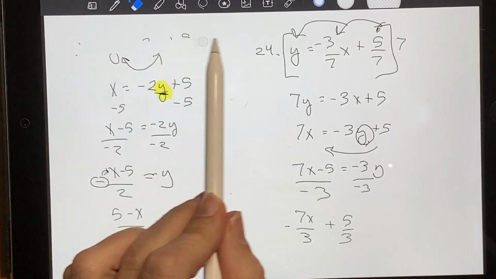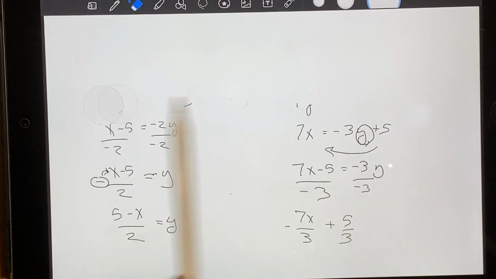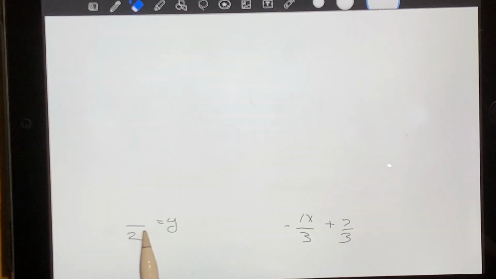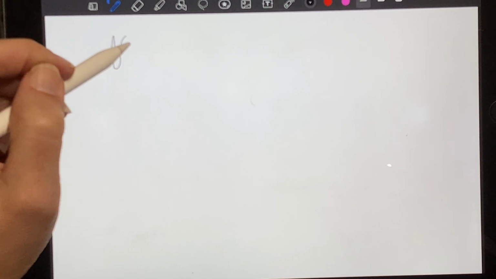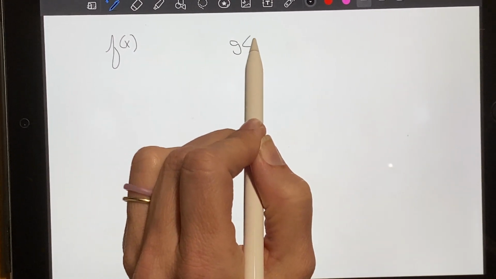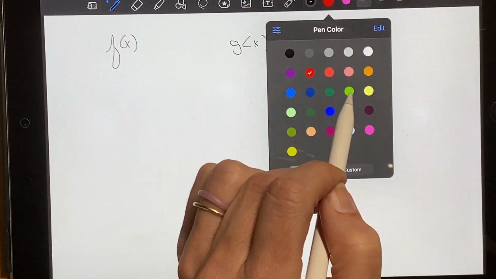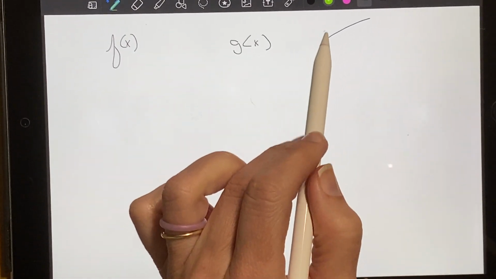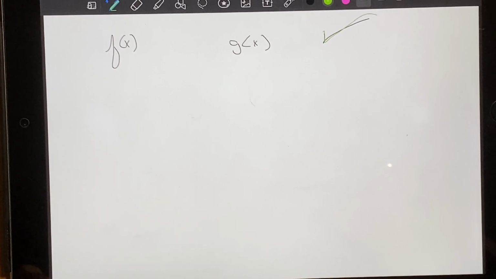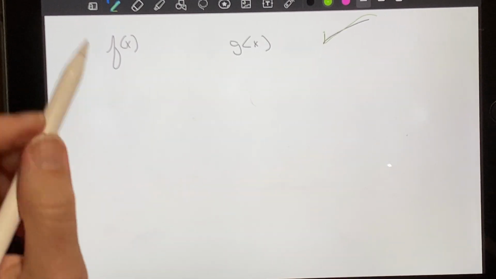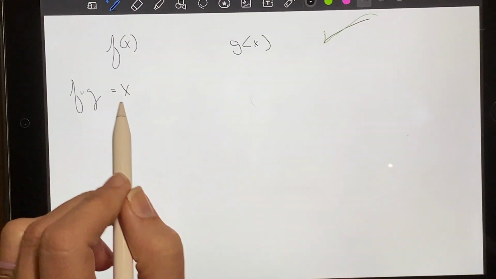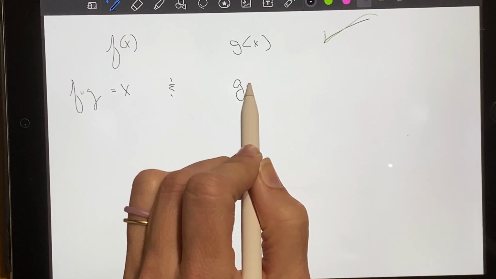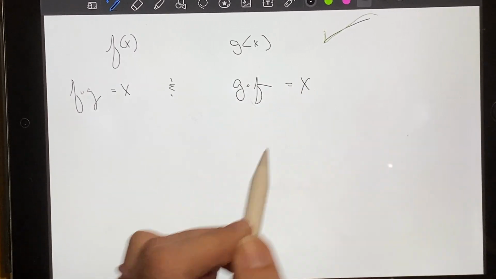All right, let's see. Oh, I need a big one. For 25 through 32, it says verify that they are inverses. So what it's telling you is that the f function that they give you and the g function that they give you, they're telling you that yes, these guys are inverses. I need you to prove it to me. So the way that we prove it is to say that f of g is going to equal x, and g of f is also going to equal x.